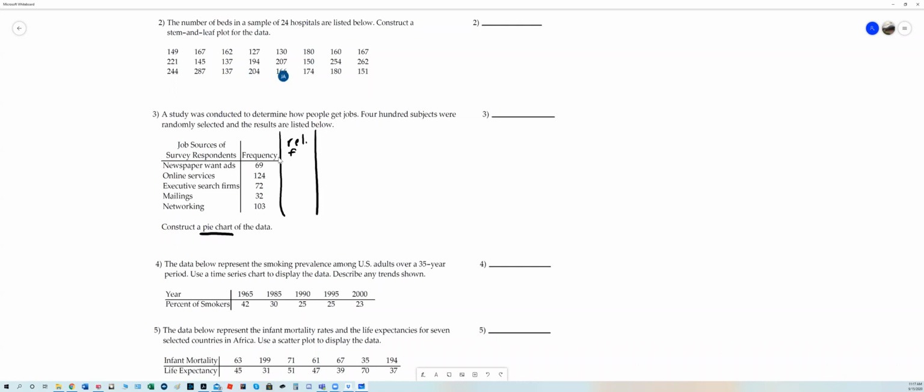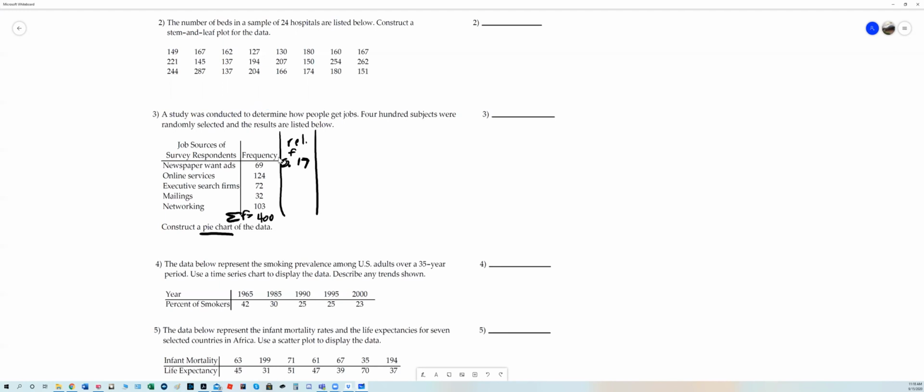But to figure that out, we have to find the sum of the frequencies. Has anybody found the sum? 400. 400? Yeah. Okay. So if you add 69 plus 124 plus 72 plus 32 plus 103, that's 400. So what's 69 divided by 400? It's 0.1725. All right, so let's keep the number simple.